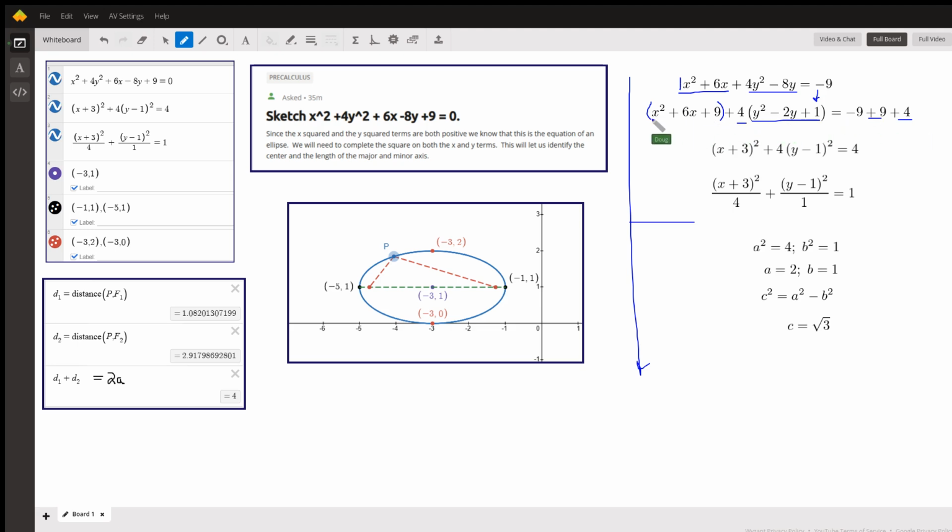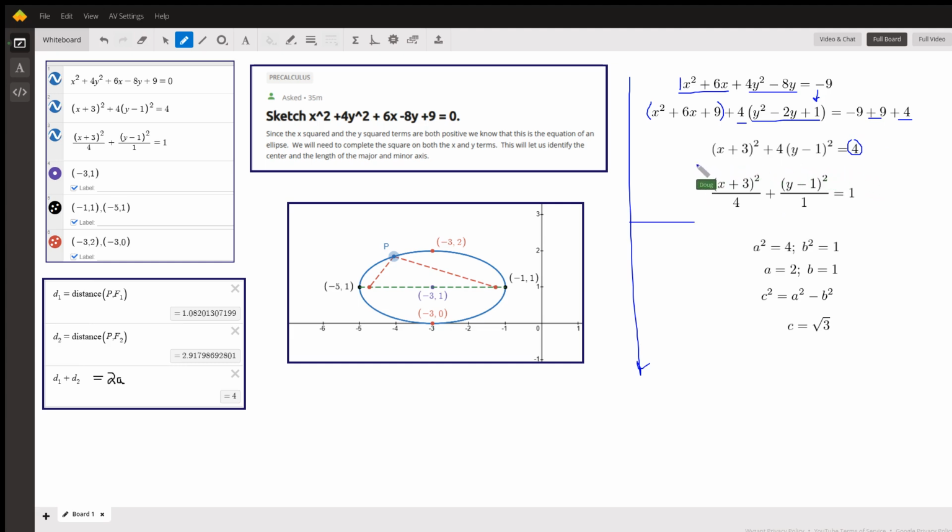And now you can write the trinomials as binomials squared: (x plus 3) quantity squared, 4 times (y minus 1) quantity squared equals 4. To get this side equal to 1, to get standard form, divide every term by 4. There's your equation of the ellipse right there.